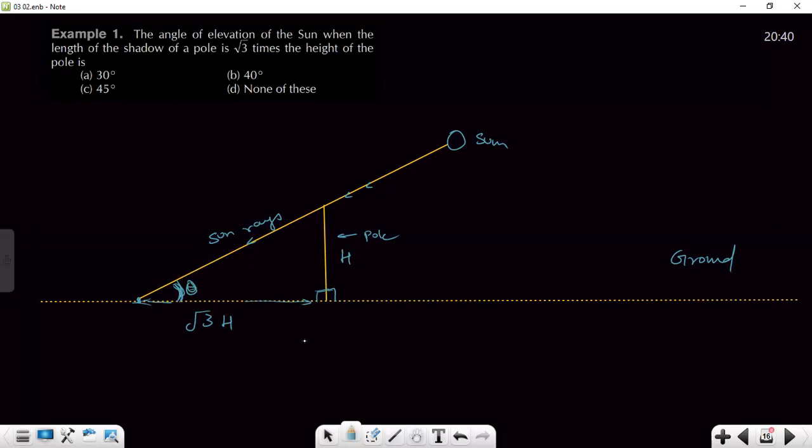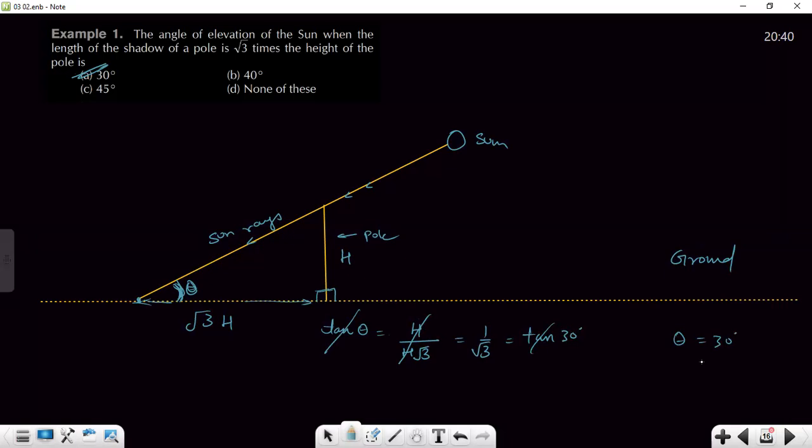Okay. So we know tan of theta is perpendicular, which is h here, upon base, which is h root 3 times. h cancels h. This comes out as 1 by root 3, which is tan of 30 degrees. So our angle of elevation comes out as 30 degrees. When we cancel tan by tan, theta comes out as 30 degrees. Any doubts?